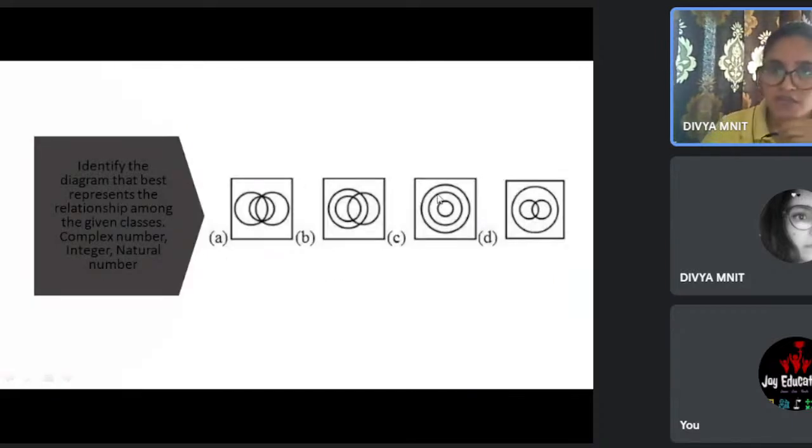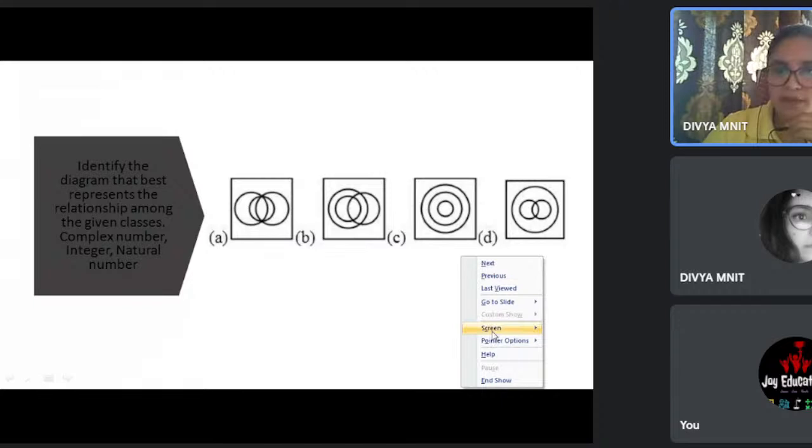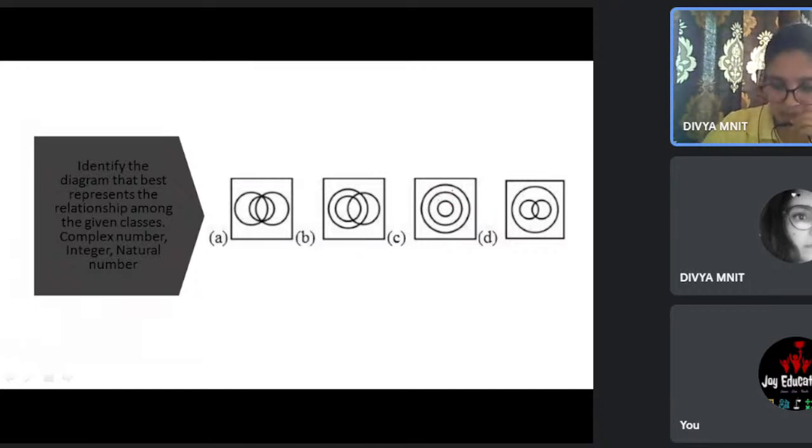So the option is C because the natural numbers are 1, 2, 3, and the integers go from negative infinity to positive infinity, and the complex number has a real part from negative infinity to positive infinity, and also some part like the iota part. So the outer part is the complex numbers, then the integers, and then the natural numbers. Okay.